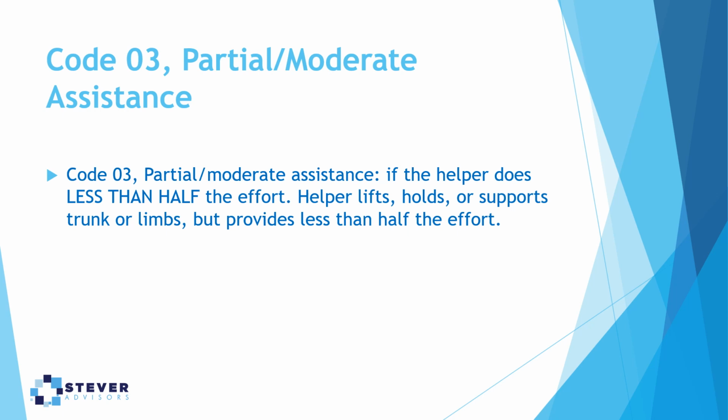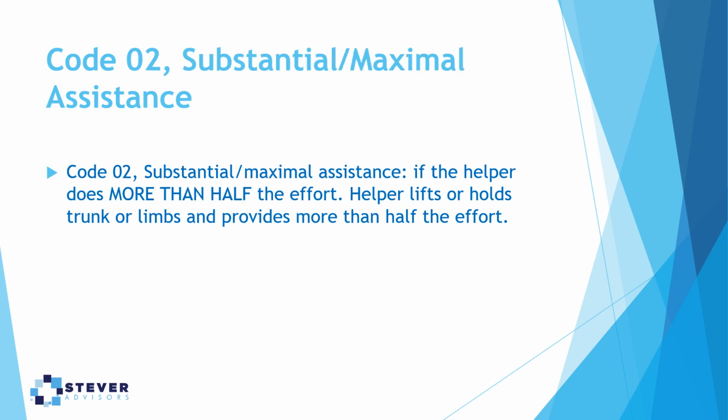3 is the code for partial assistance. This code is used when the helper helps with less than half of the effort during the task. For example, the resident eats most of their meal but requires assistance to finish the last few bites. 2 is the code for substantial or maximal assistance. Use this code if the helper provides more than half the effort during the task. For example, a resident can adjust their own clothes after using the toilet, but cannot clean themselves or place the brief or pad in place.